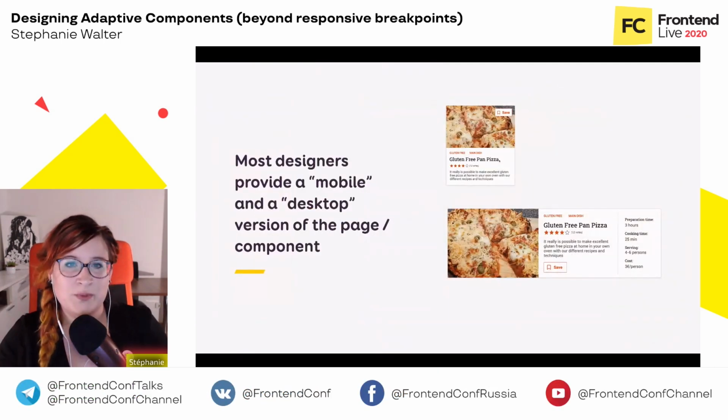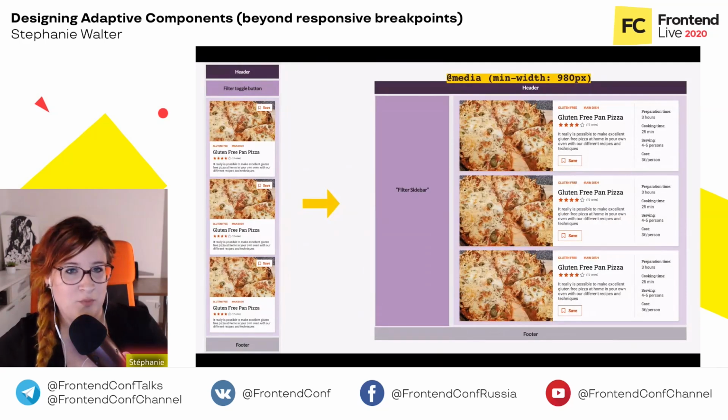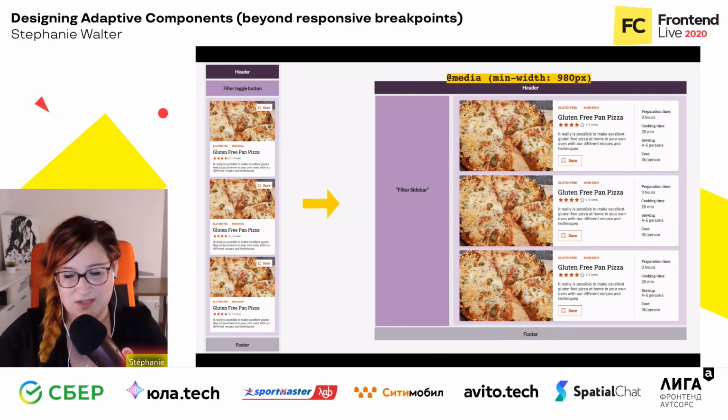So I want to put some thumbnails into this page. So this is going to be the content of my page. Most of the time, designers will provide, I hope, 2 versions of the component, a mobile or small version, and a desktop or big version of the component. If you use primary breakpoints to do that, it looks something like that. So we have the small one on the left, with the small version. And then when the viewport is 980 pixels or wider, we switch to the big one.